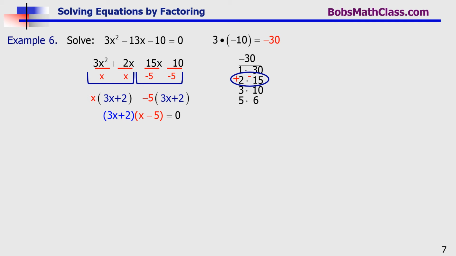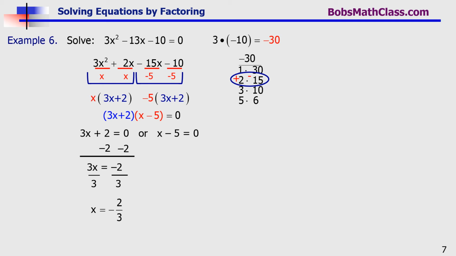Okay, now set them both equal to 0. Or you can use second number over first number, opposite sign. First one gives you x equals negative 2/3. And the second one will give you x equals 5. So those are our two answers. Negative 2/3 and 5.